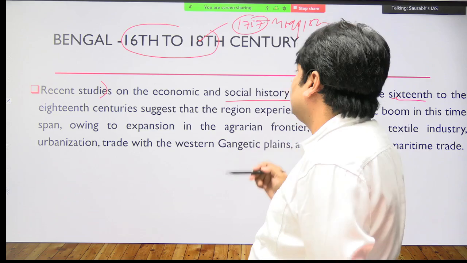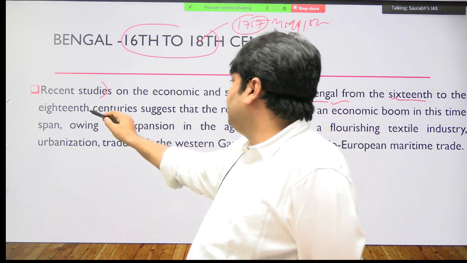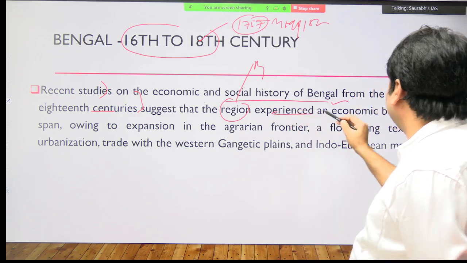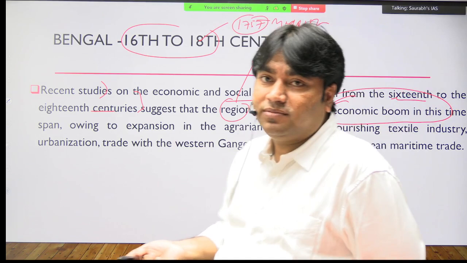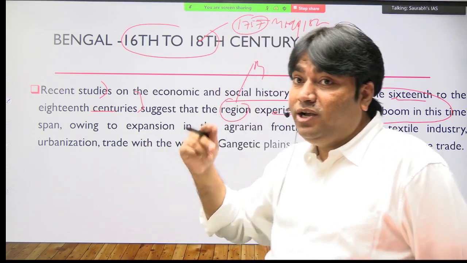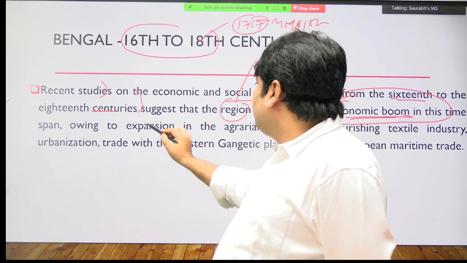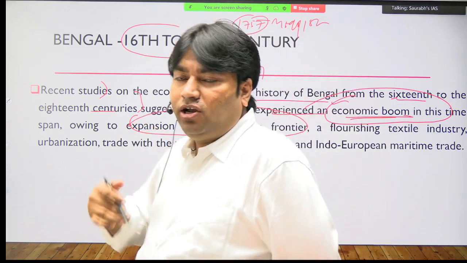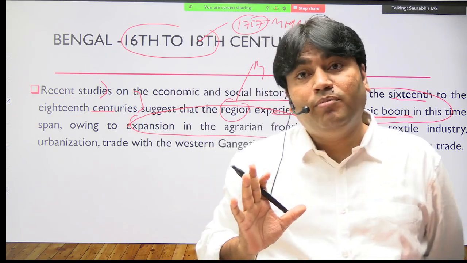So the recent studies on the economic and social history of Bengal from the 16th to 18th century suggest that the region, it means the Bengal region, experienced an economic boom in this time. So which time are we talking about? 16th to 18th century. Bengal region experienced what? Economic boom, owing to expansion in the agrarian frontier. It means agricultural production, agricultural productivity, all this increased in Bengal.